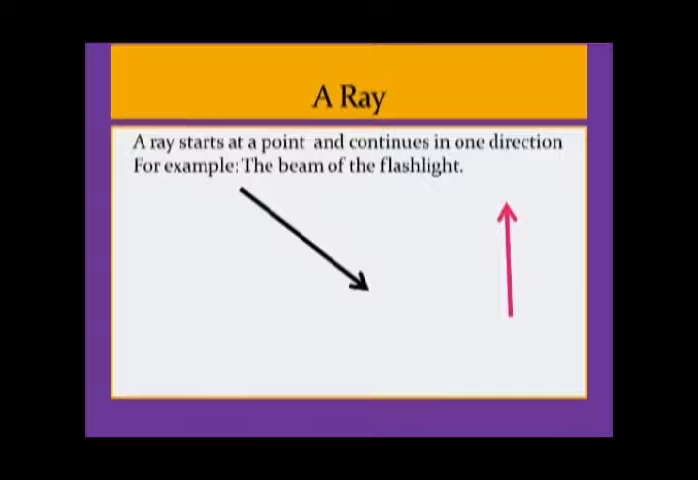We're now going to look at what is a ray. A ray starts at a point and continues in one direction. For example, the beam of a flashlight starts at a point where the flashlight is and continues in one direction. Here on screen we have 2 rays illustrated. A ray has an arrow at one end. That tells you it continues in one direction.